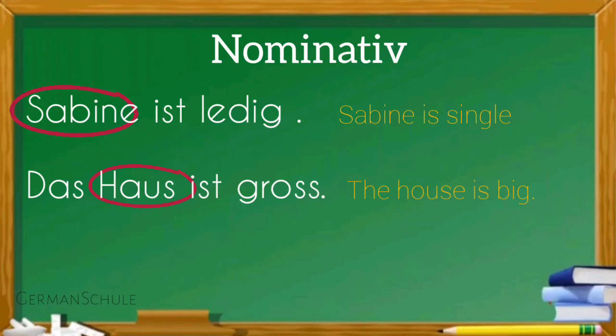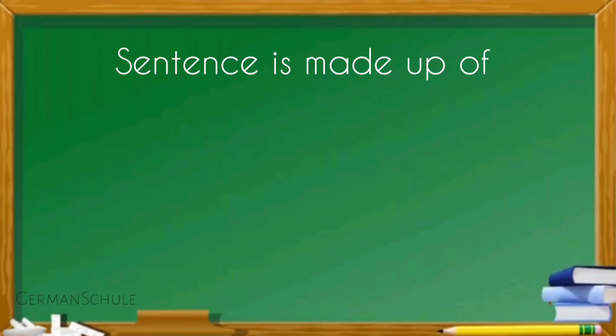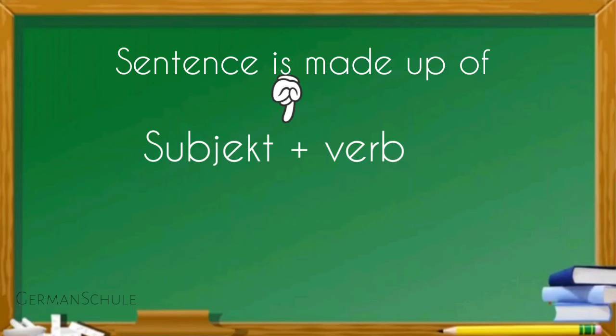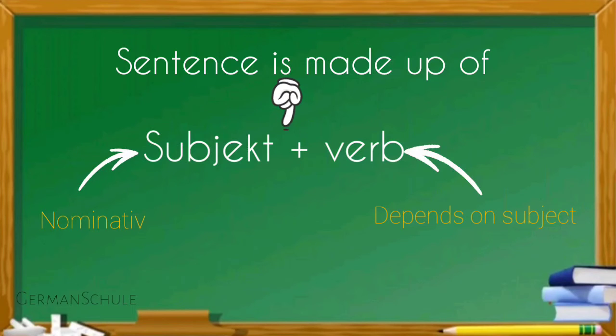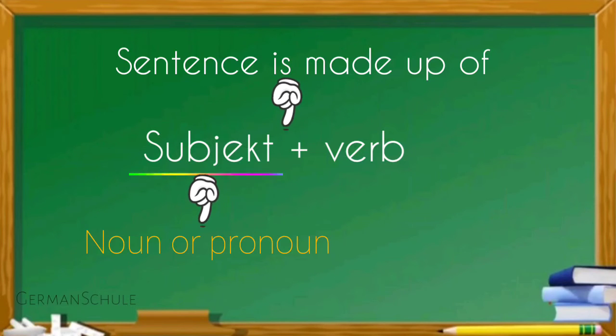As we have learned in previous lessons, subjects conjugate the verbs. And the verb here is ist. To understand it better, a sentence is made up of subject plus verb. The subject is always nominative and the verb depends on the subject. The subject can be a noun or a pronoun, which can either be singular or plural.